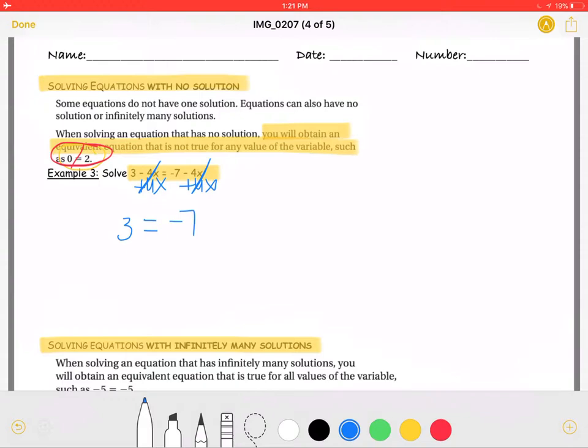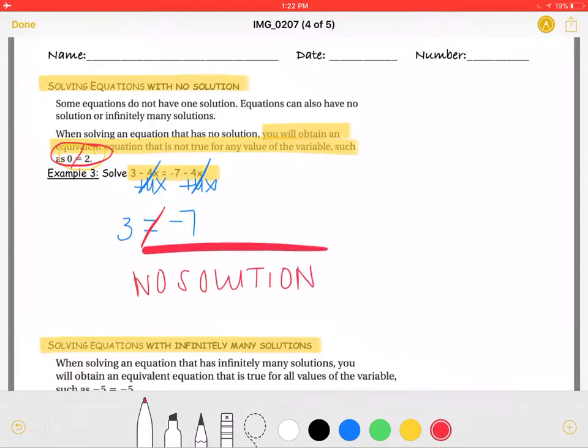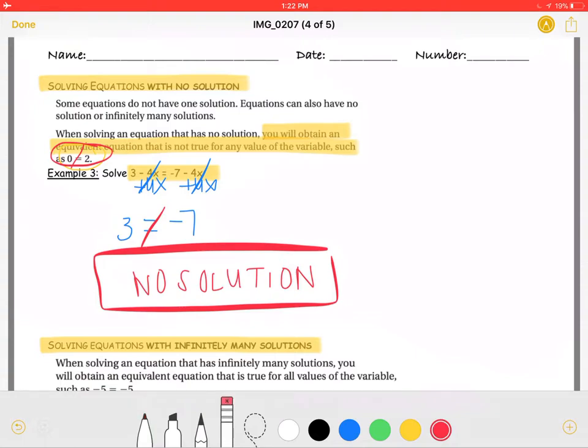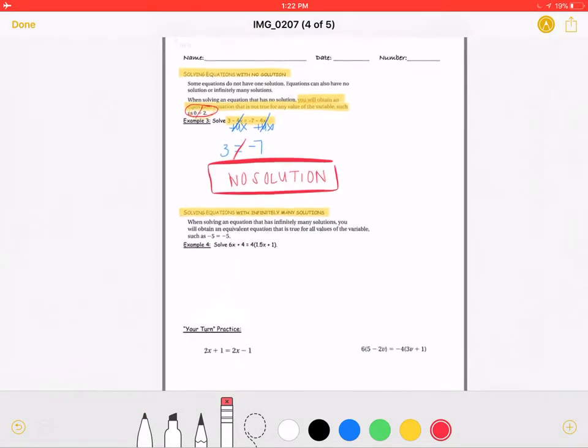Does 3 in fact equal negative 7? No, that's not true. So since it is not true, that means that this equation has no solution. So that would be your final answer. We can't figure out what x equals. So instead, we're just going to state that there is no solution. And that's going to happen sometimes for you.